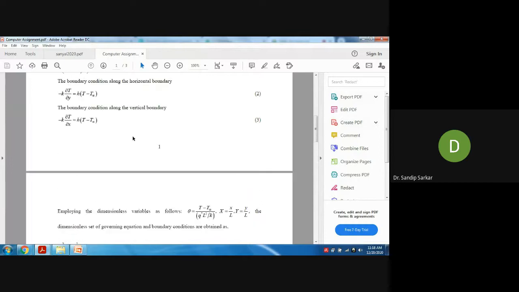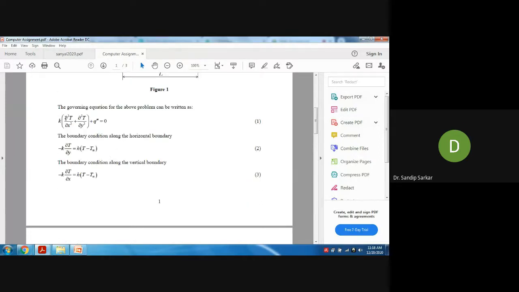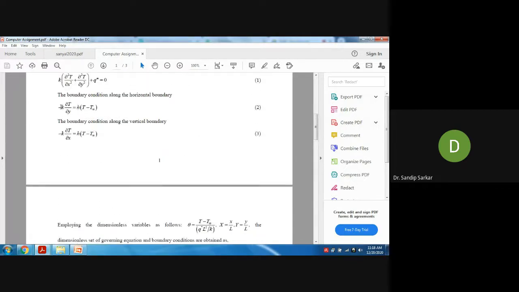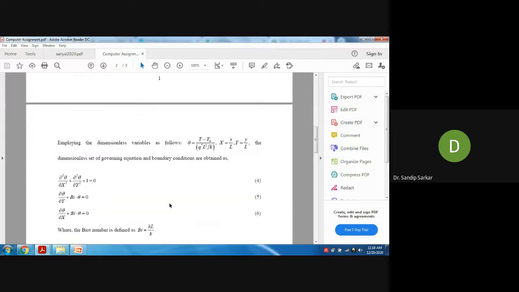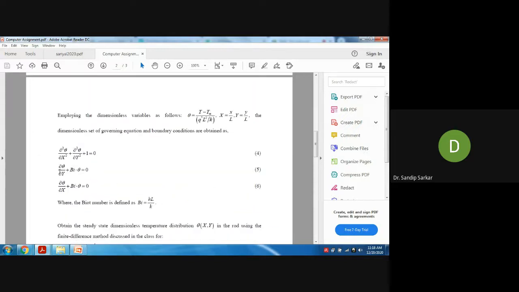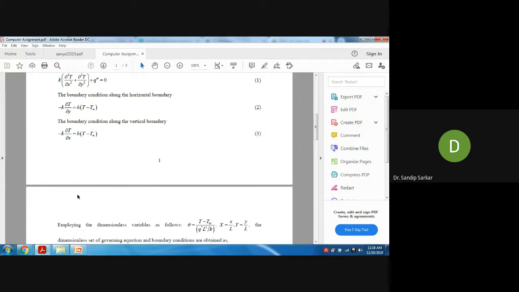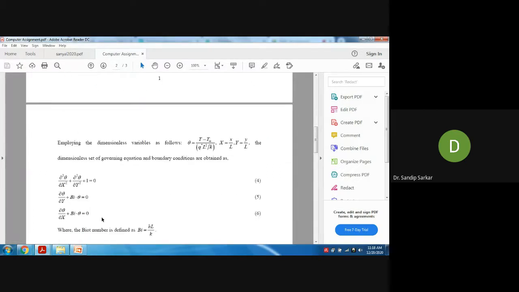Since you have made this governing equation dimensionless, you need to also make the boundary conditions dimensionless, right? So if you make this convective boundary condition dimensionless by employing the dimensionless parameters, the first boundary condition will be del theta del Y plus Bi into theta equal to 0. That is this boundary condition: del theta del Y plus Bi into theta equal to 0. I will tell you what is Bi.